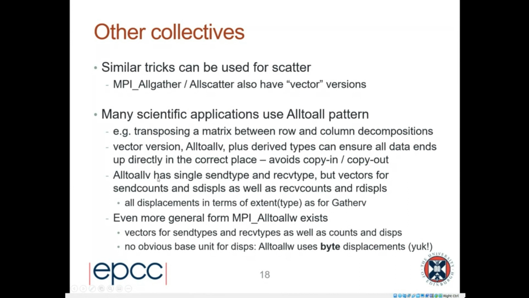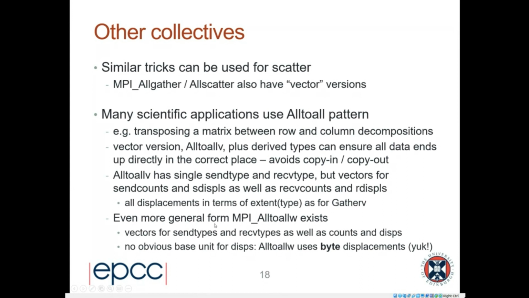The problem is all-to-all v has a single send type and a receive type, but vectors for send counts and send displacements. There's only one data type. So all-to-all v has a single send type and receive type, but vectors for send counts and displacements as well as receive counts and displacements. But it has a single send type and receive type, and that's not general enough.